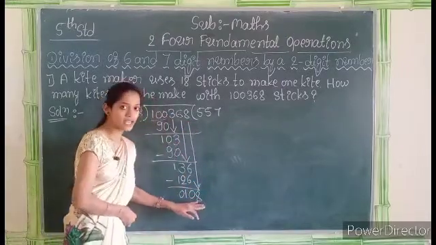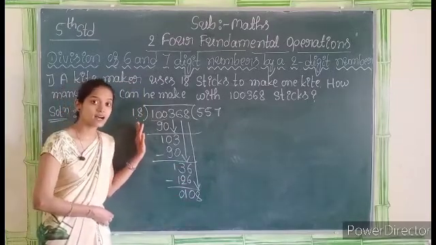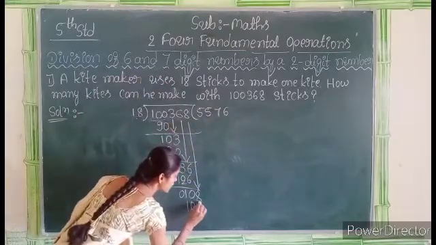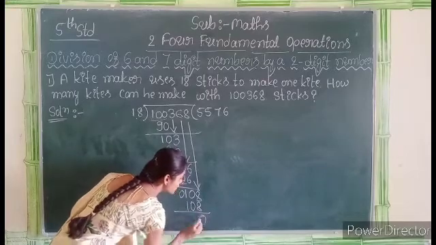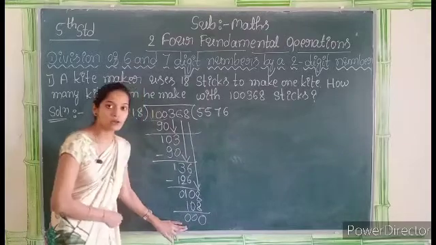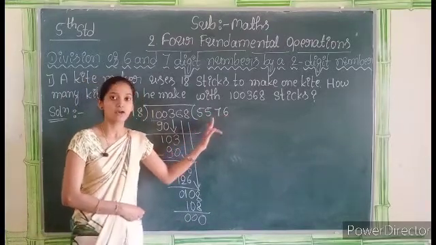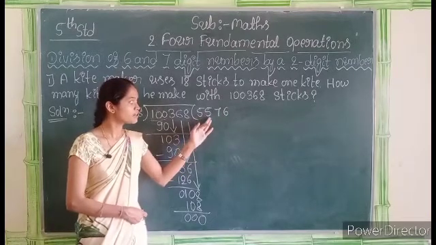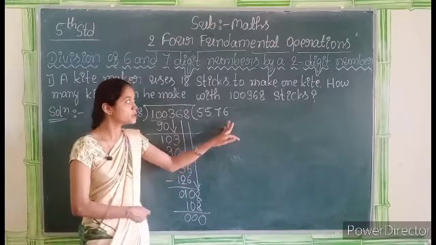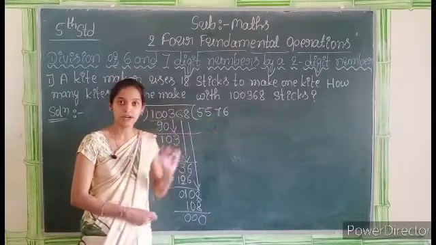108. This 108 is directly divided by this 18. That is 18 6 are 108. 6 is the quotient, then 108. 8 minus 8, 0. 0 minus 0, 0. 1 minus 1, 0. We get 0 as remainder and 5576 as quotient. 5576 kites can be made by the kite maker using 1,368 sticks. Have you understood, students?